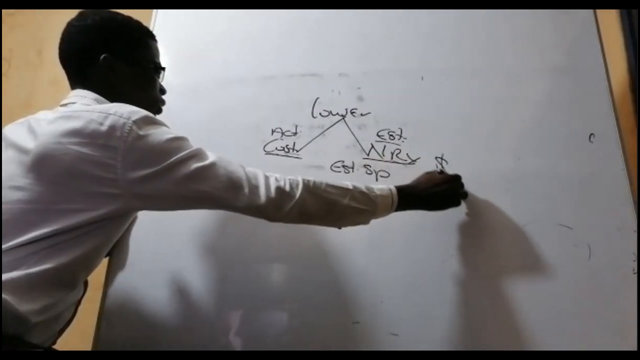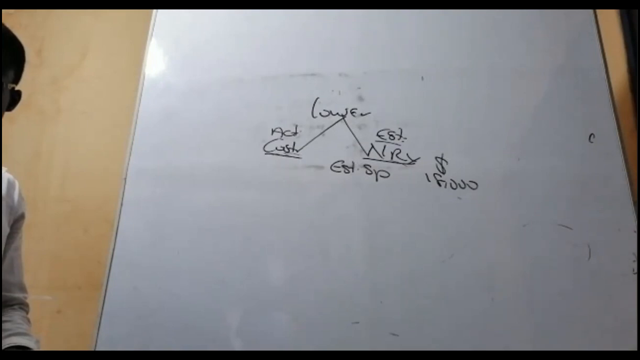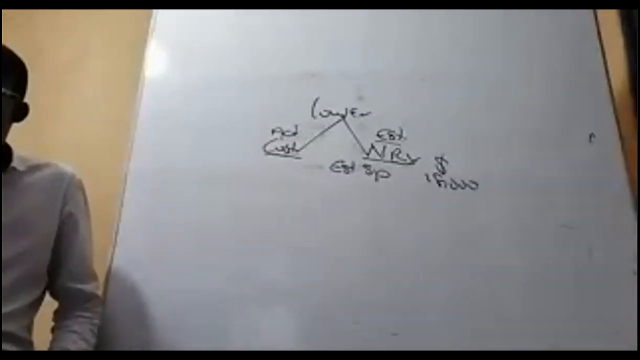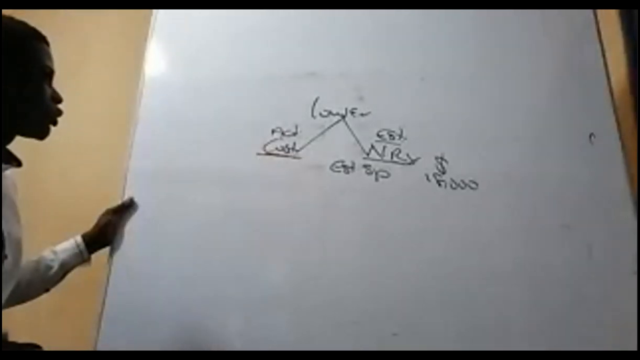Then I'll relax. Then I'll come back again. Then let me go and read the question again. So as I read, I'll include it. This has recently been completed at a cost of 16,800. As we said, completed, actual. They've incurred it. They have completed it. So that's the cost. So the cost of the goods will be, so that's the completed cost.